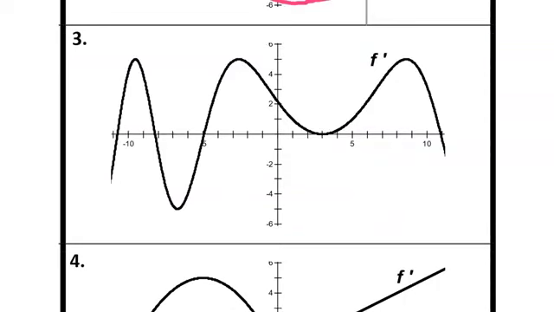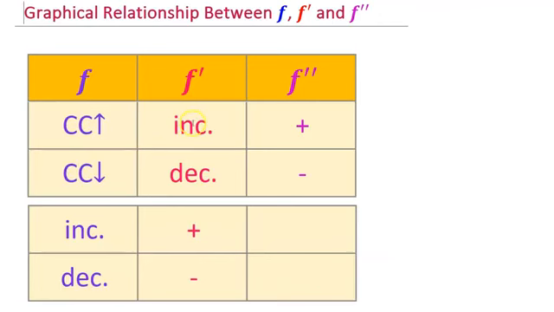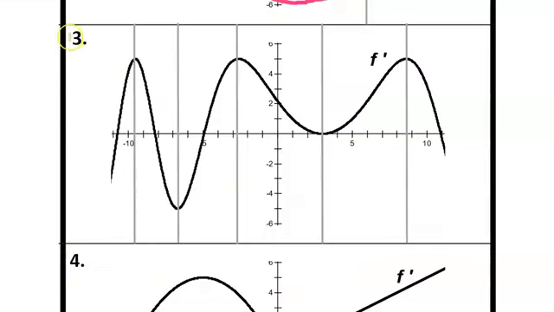Ooh, number 3 should be fun. Look how curvy this is. Let's start off by separating the graph of f prime into intervals of increasing and decreasing. F prime is increasing here and here and here. F prime is decreasing here, here, and here.